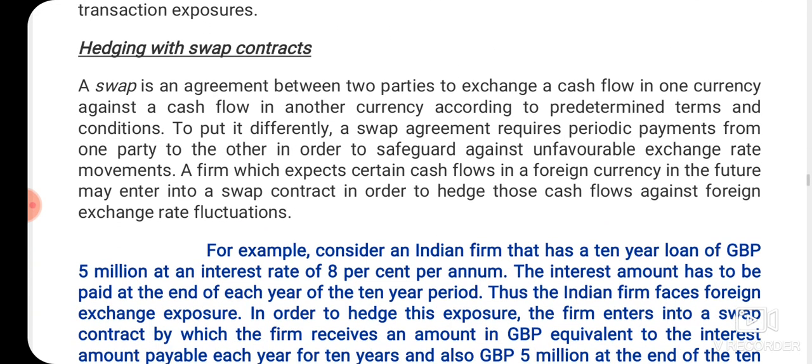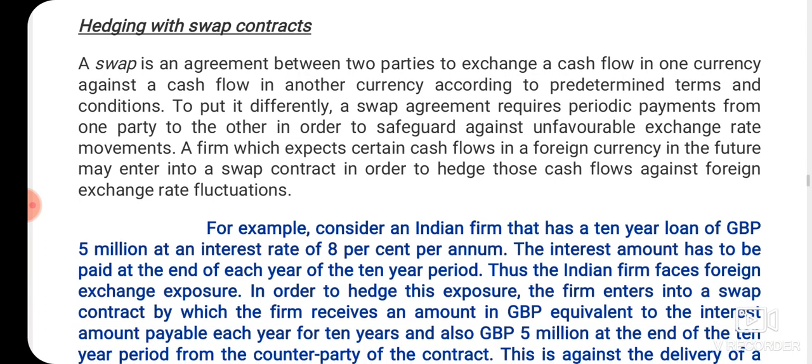The next and final hedging contract is hedging with swap contracts. A swap contract is nothing but an agreement between two parties in order to exchange cash flows. That is what is meant by a swap contract: an agreement between two parties to exchange cash flows.